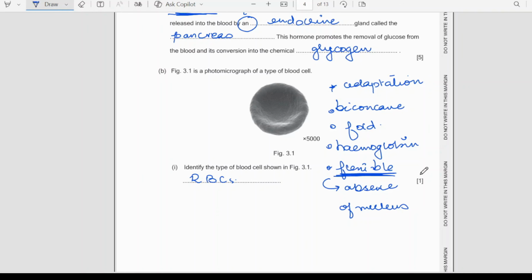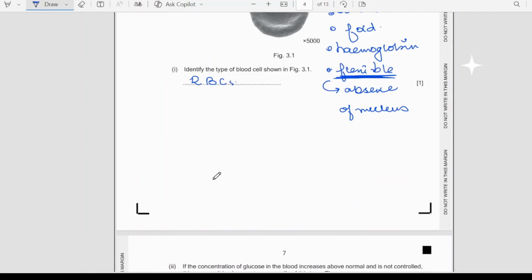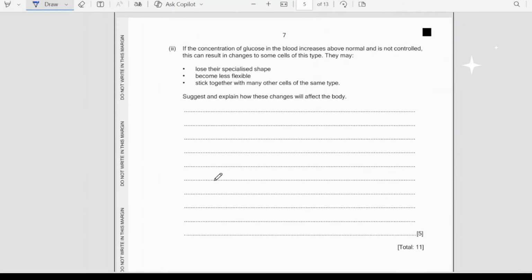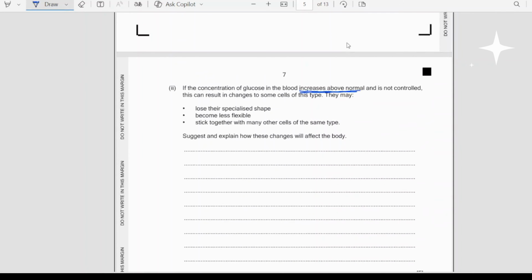Biology is different as compared to other sciences because you have to relate the concepts. It's not about a single concept. You have to relate many chapters. So next time I hope you are going to answer accordingly. Okay, if the concentration of glucose in the blood increases above the normal. Why I'm underlining certain words is because these are the important keywords of a question. While attempting the question, always underline the keywords so that you'll know what you need to write.